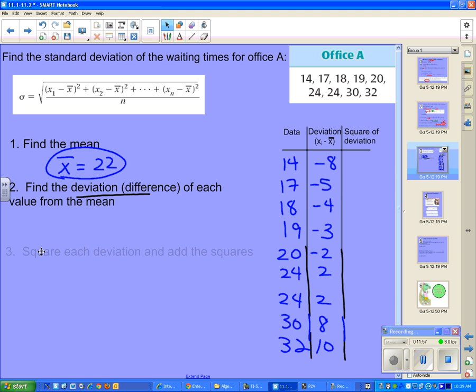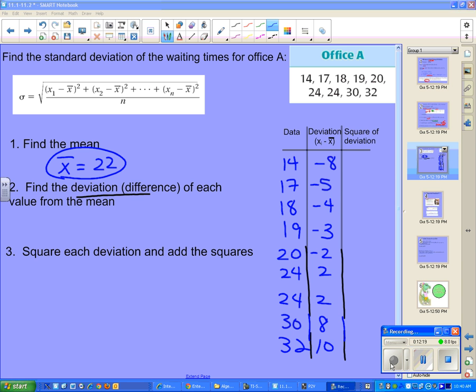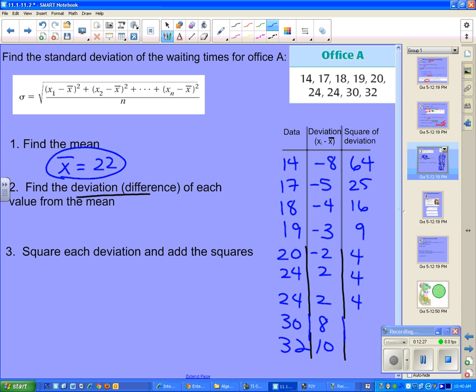Okay, your next step is to square each of those. Now, what happens when you square a negative number or a positive number? You always get a positive, right? -8 squared is still positive 64. So write down all of your squares. And then once you're done with that, you can add each of those up. We're finding the sum of the squares.